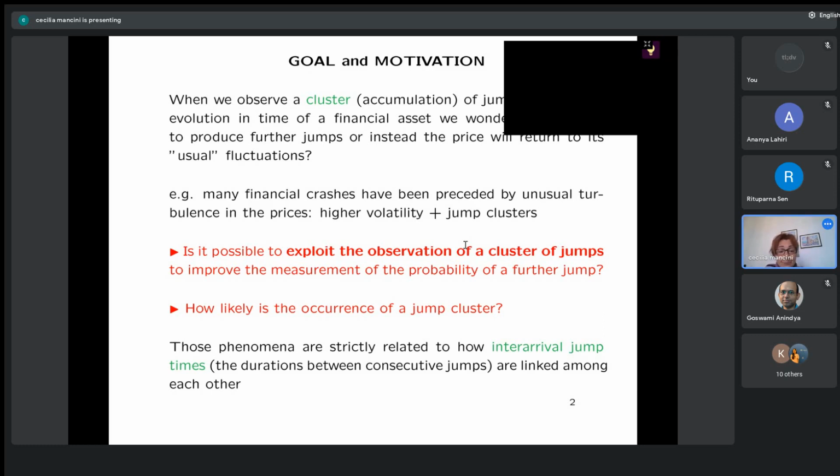And how probable is the occurrence of a cluster of jumps? These phenomena are related to the behavior of the inter-arrival jump times, so the durations between consecutive jumps, and how these durations are linked among each other.